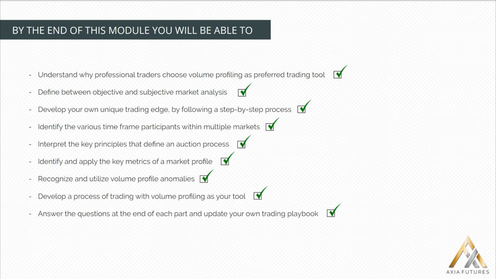You'll be able to identify various time frame participants, but more importantly, understand when and why those time frame participants enter the market. Interpret the key principles that define the auction process. Be able to identify and apply the key metrics of the volume profile. Recognize and utilize volume profile anomalies. Develop a process of trading with volume profile as your preferred tool. And lastly, answer the questions at the end of each part and be able to update your own trading playbook.